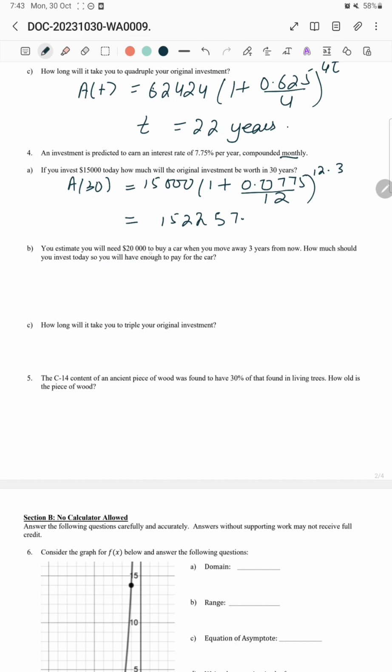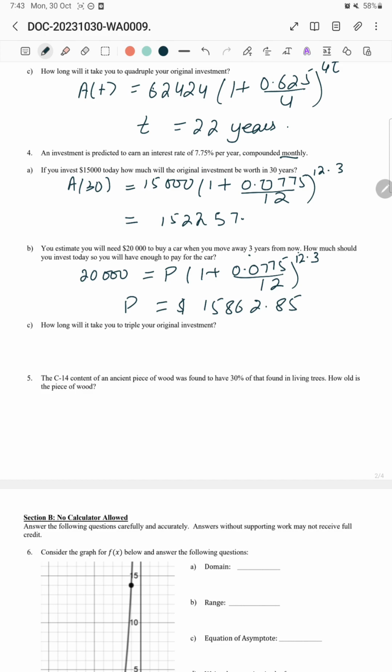You estimate you will need $20,000 to buy a car when you move away 3 years from now. How much should you invest today so you will have enough to pay for the car? So it's going to be 20,000 is equal to P times (1 plus 0.0775 divided by 12), and it's 3 years. So you will find P, which is equal to $15,862.85.